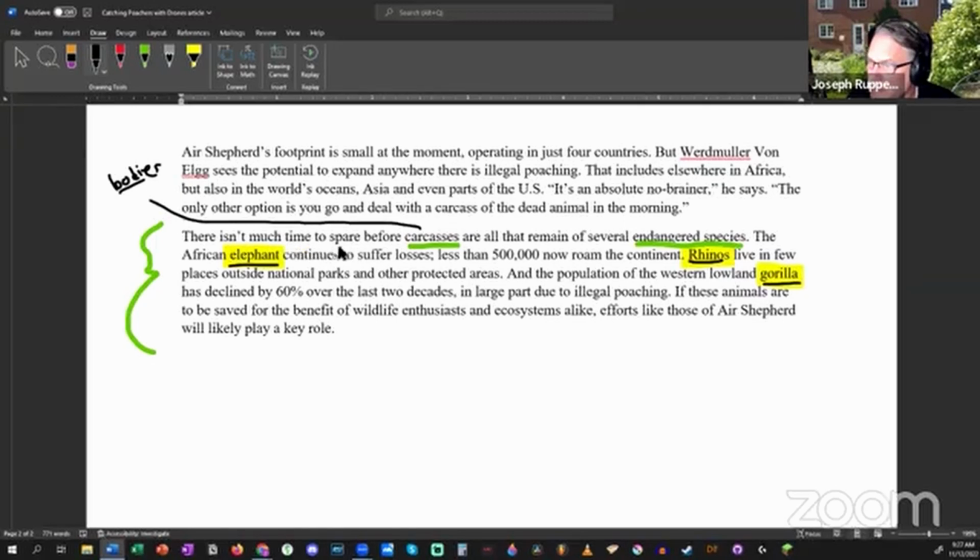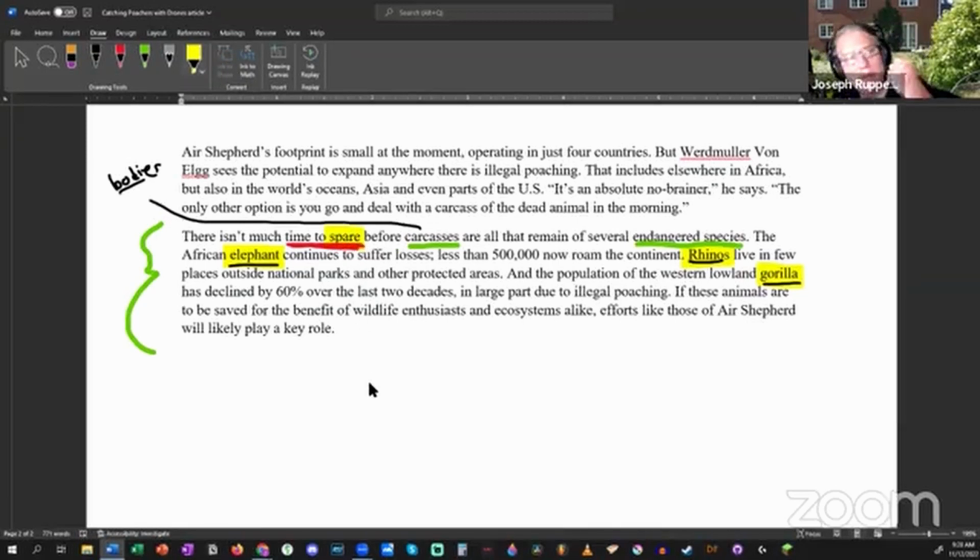Okay, so there isn't much time to spare. This is an interesting phrase. There isn't much time to spare. What does that mean, time to spare? And what does spare mean here? There isn't much time to spare.